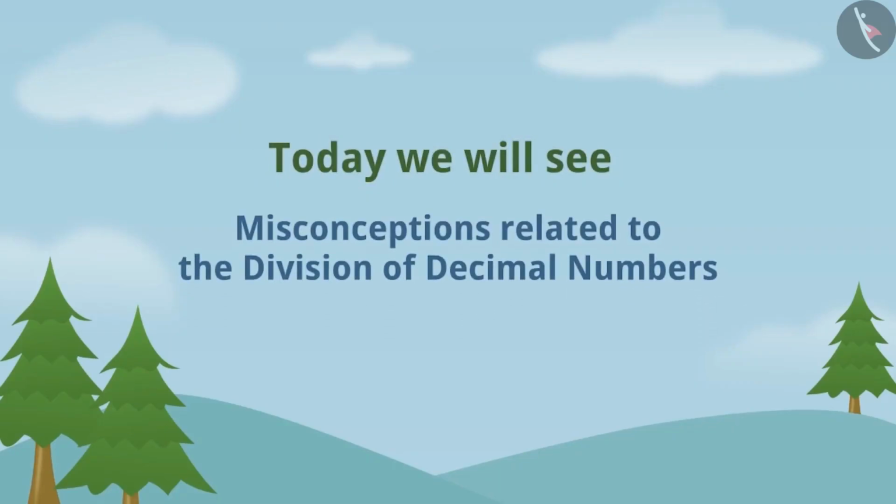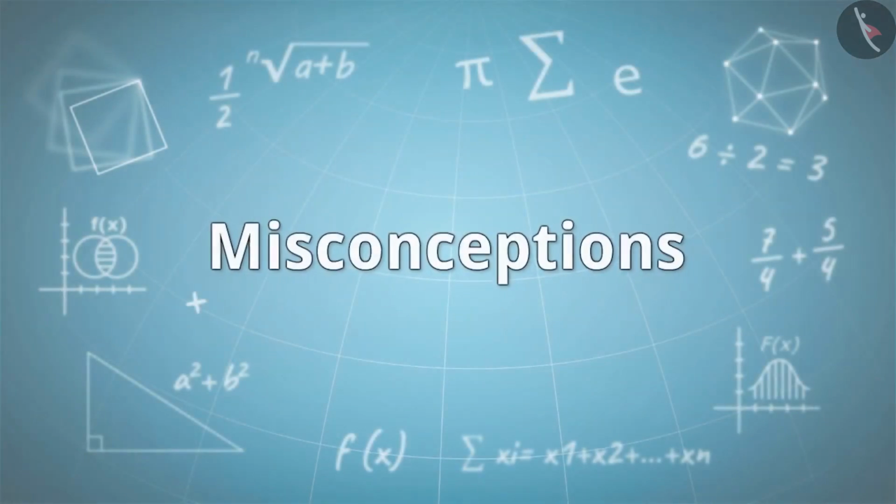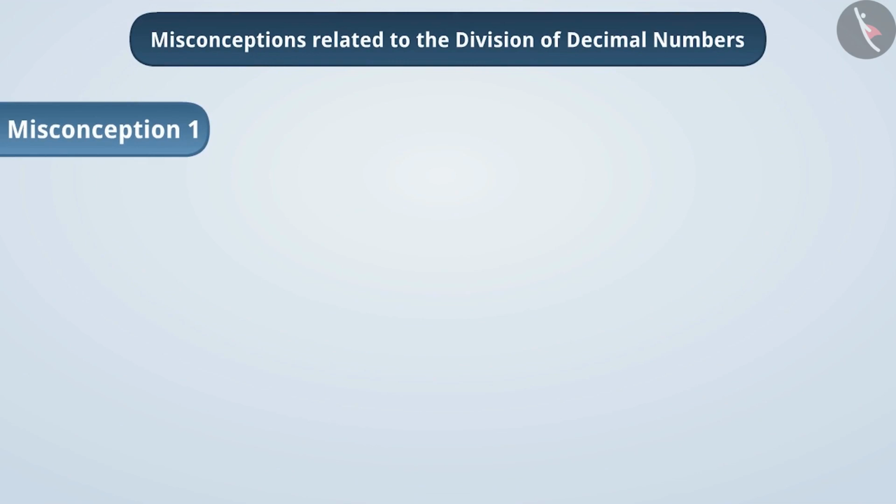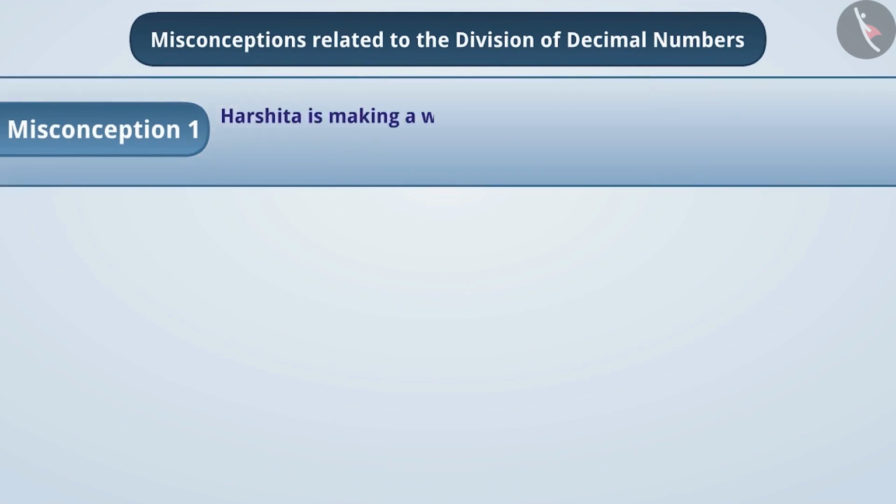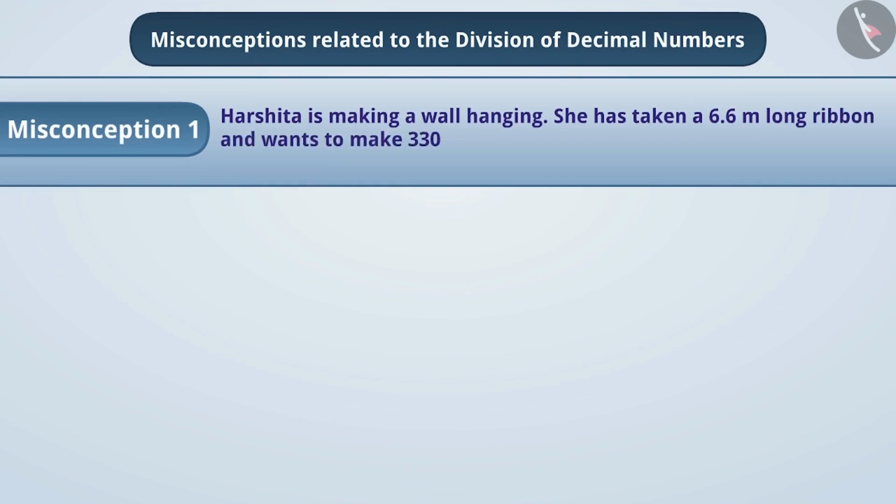Today, we will see misconceptions related to division of decimal numbers. Misconception 1. Harshita is making a wall hanging. She has taken a 6.6 meter long ribbon and she wants to make 330 parts of it. What would be the length of each piece?